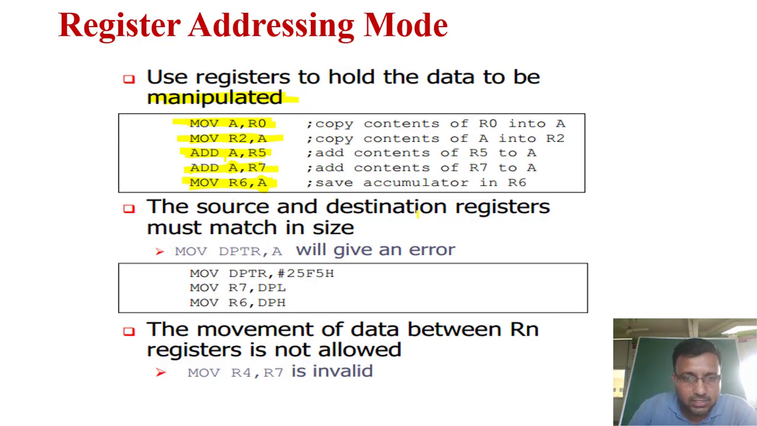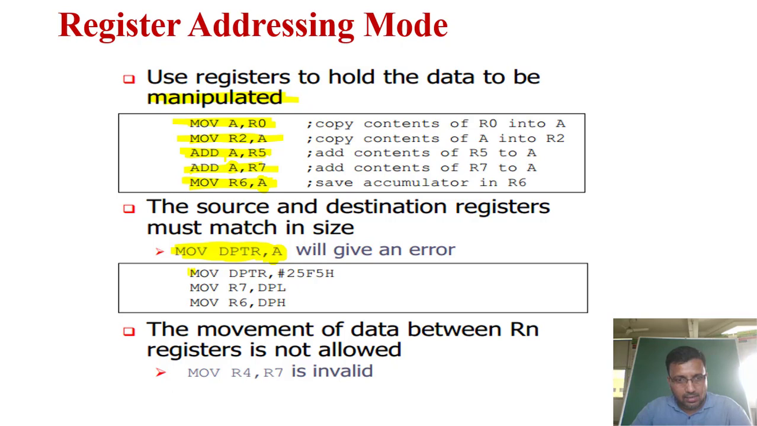The source and destination registers must match in size. So MOV DPTR, A is not a valid instruction. Why? Because A is an 8-bit register and DPTR is a 16-bit register. So this instruction is illegal and will give an error. You need to match the source size and the destination size.